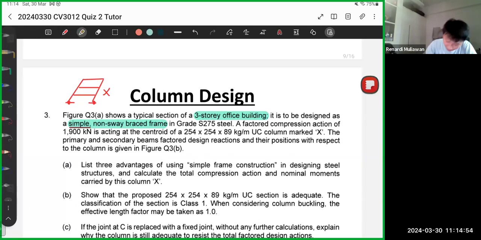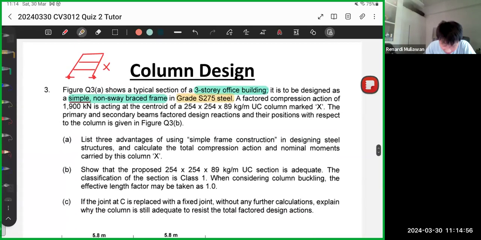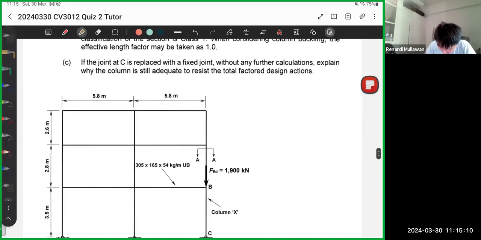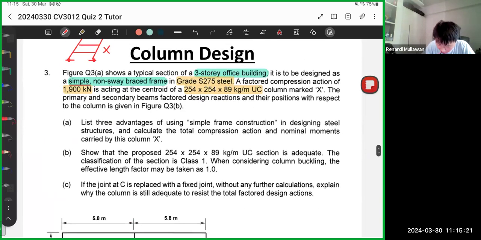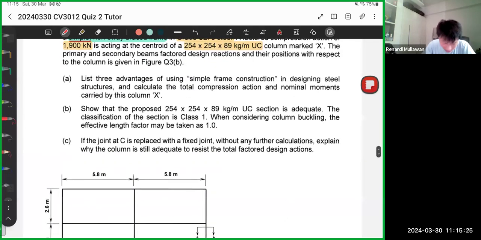Then they give you the grade of the steel, S275. You are given the column, 254 by 254. You're also given the loading, which is 1,900 from the upper columns. From the upper stories, actually. It's the total loading of the stories plus the columns.